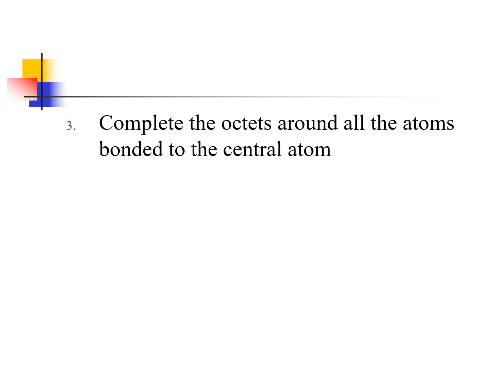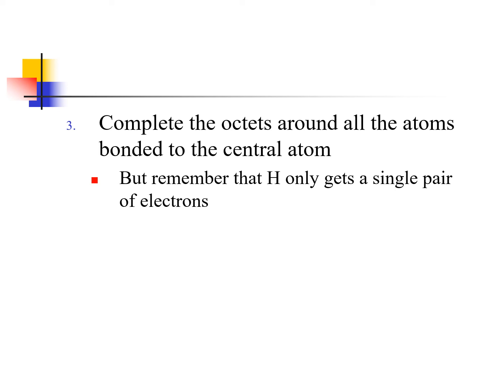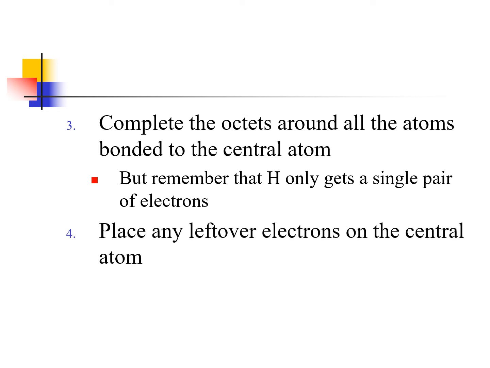Now we're going to complete the octets around all the atoms bonded to the central atom. To do this, we're going to remember that hydrogen only gets a single pair of electrons, and then it's meeting the octet rule. Now, through all of this, I'm going to take a step back from steps 2 and 3. You're tallying up how many electrons you've placed. Again, from step 1, we know how many electrons we have to work with. As a note, if there's a charge, like a carbonate ion has a 2 negative charge, we would add 2 more electrons to the total.